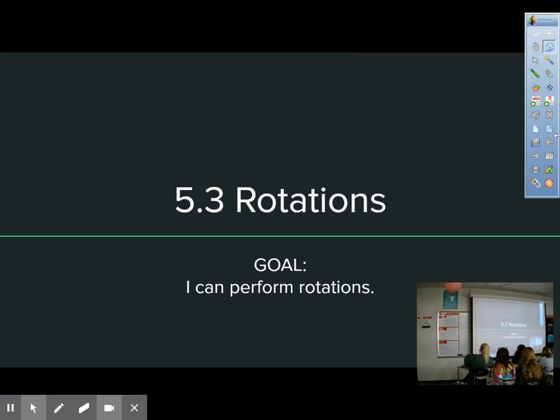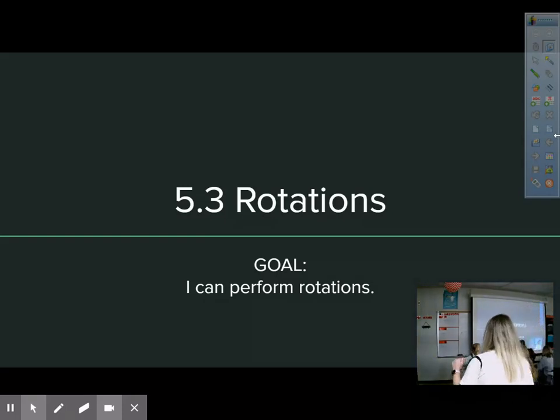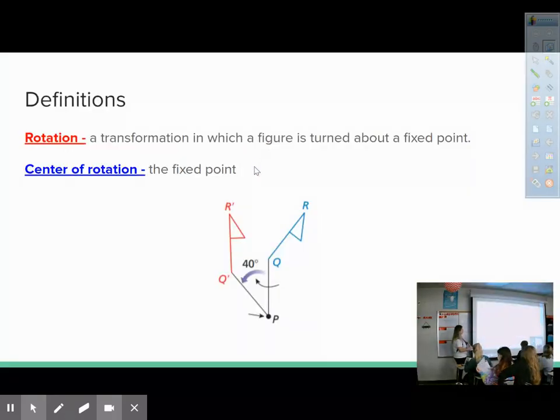Starting section 5.3, rotations. We've done translations, we've done reflections, and now we're doing rotations. Hopefully with the video that you just watched, you can see that a rotation depends on where the fixed point of rotation is. You've already talked about these terms, you already have the definitions. I'm going to mostly just tell you where they are and what they mean.